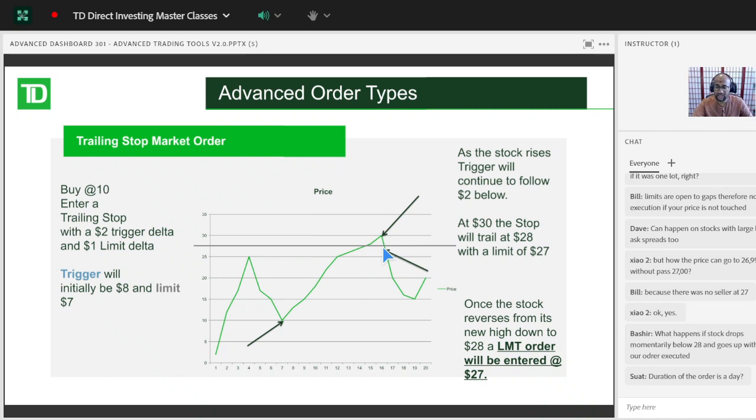Duration can be a day, a week, or a month. There's no limit to the duration on these trailing stops. It's however long you want to do it, up to the maximum allowable time frame that the order allows.